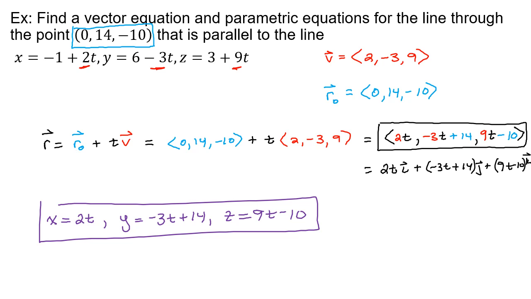And that is your parametric equations. Another reason I like doing it that way. You could also get those from the ijk notation. Whatever is multiplied by i is x, whatever is multiplied by j is y, whatever is multiplied by the k is the z term.